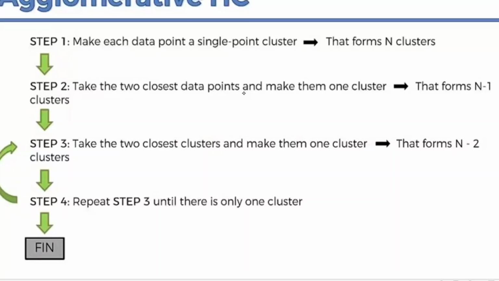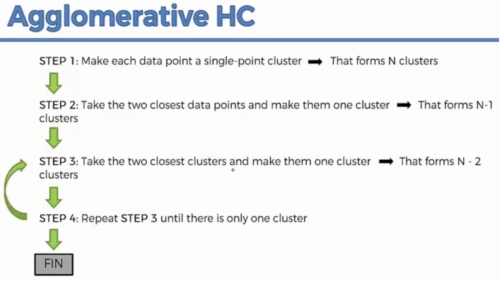Take the two closest data points and make them into one cluster. Then again, you take the two closest clusters and make them into one cluster. Continue this process till you get one cluster. You have to continue step 3 till you get one cluster as the final answer, and the model is completed.